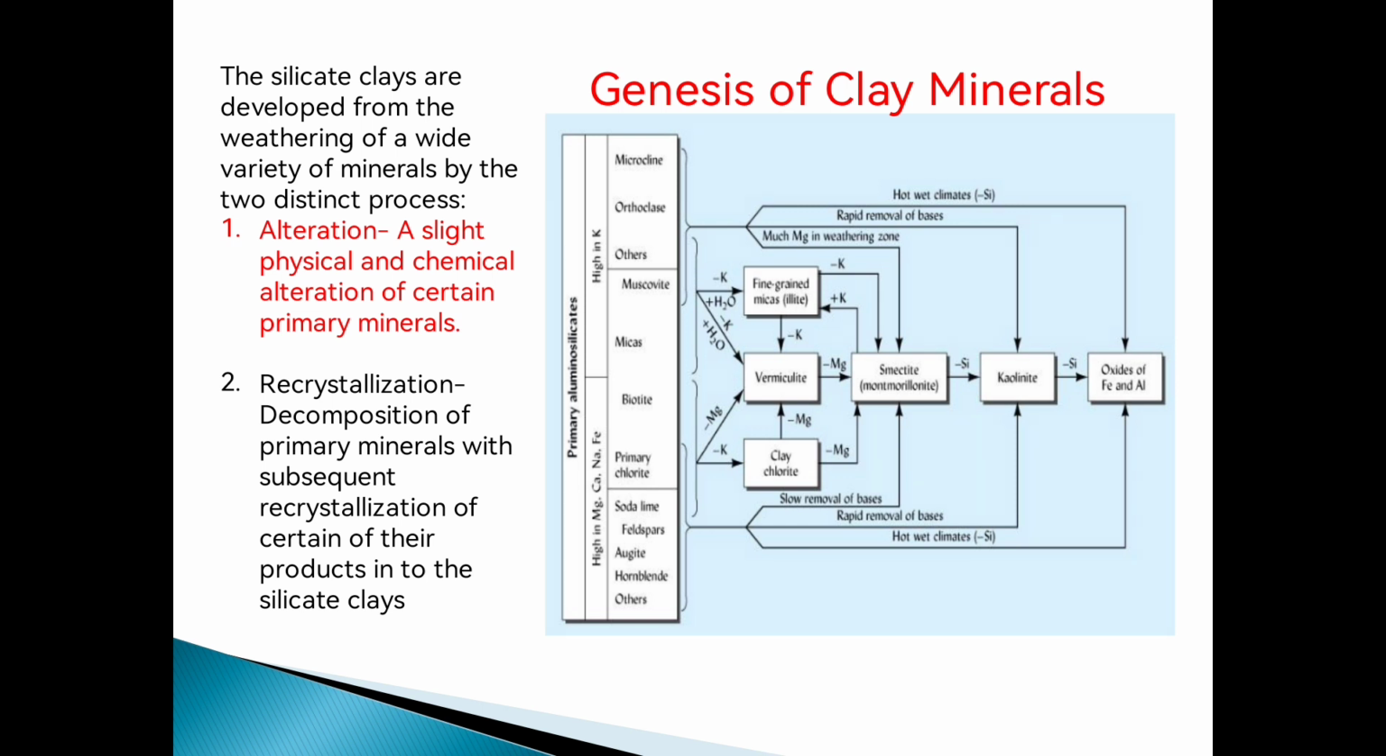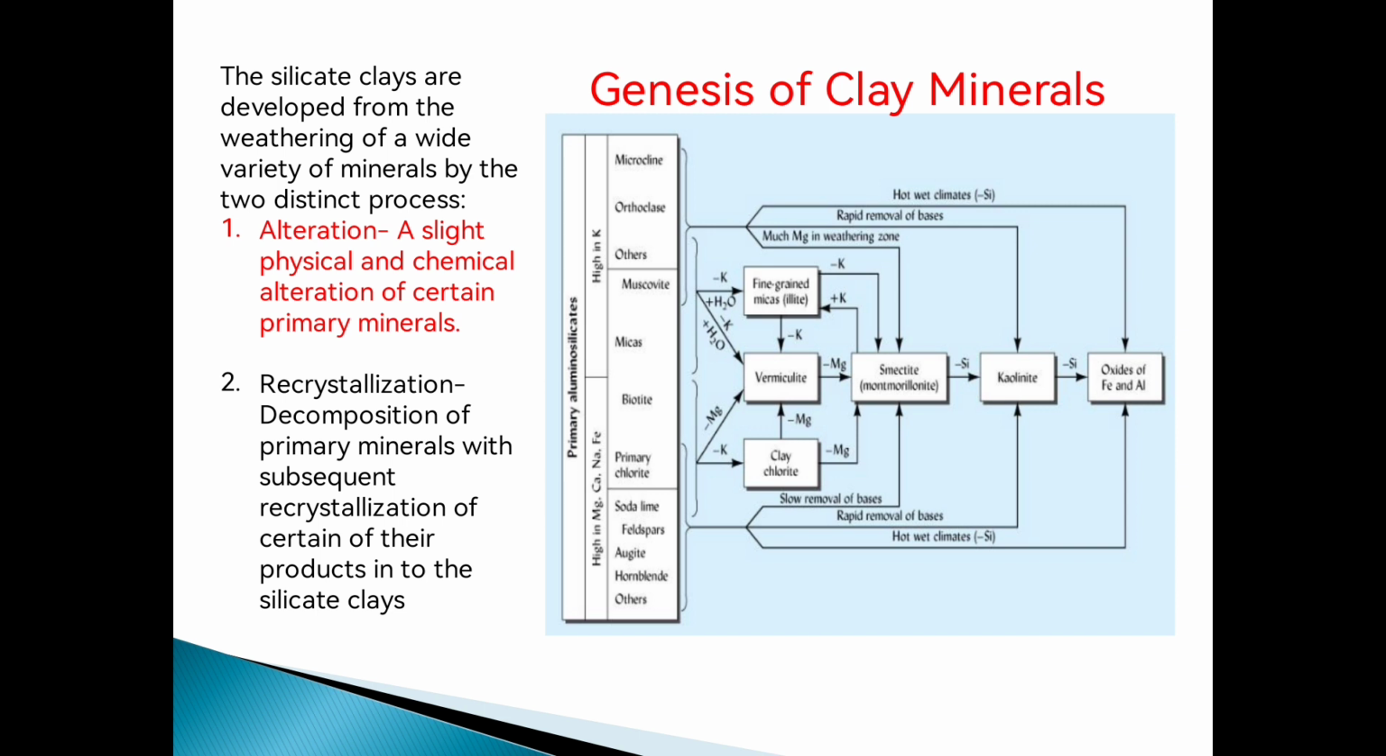When we say microcline and orthoclase, they are very high in potassium, like muscovite micas and biotite. And then we also have primary minerals which are high in magnesium, calcium, sodium, and iron. So we have there biotite, primary chlorite, soda-lime feldspars, augites, hornblende, and others. Through time, through different factors affecting them, they will undergo weathering. I hope you understand what weathering is and how it works. Some of these rocks and minerals are going to be transformed, altered.